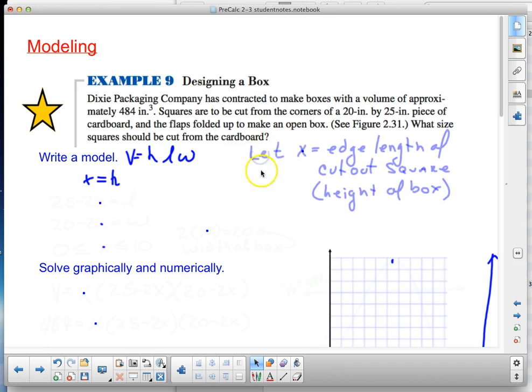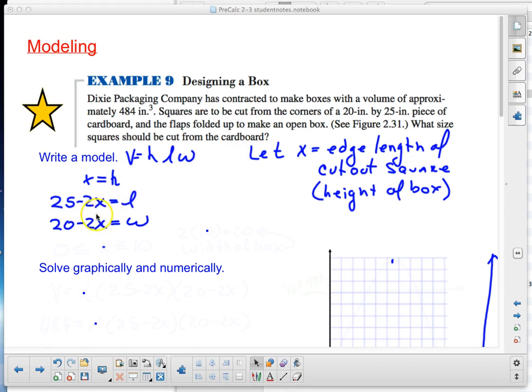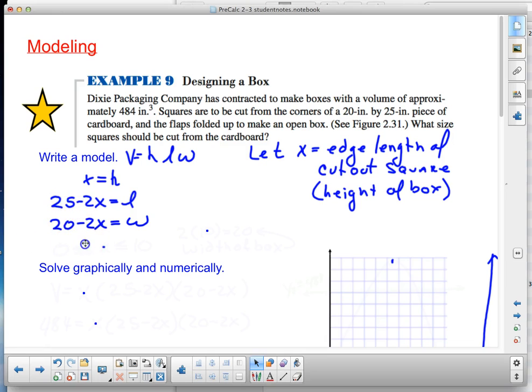We're going to let x equal the edge length of the cutout square and the height of the box. So now, much like the last time we did this problem, we have a length of 25 minus 2x, a width of 20 minus 2x, and we're restricted by the smallest side, 20, because when is this 0? When x is 10. So that's the width of our box.